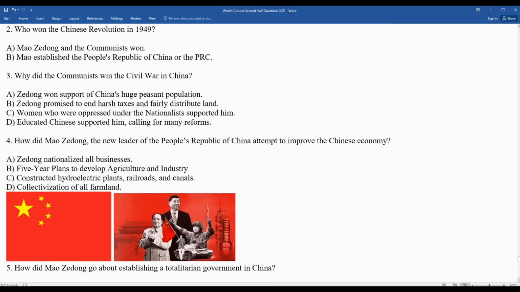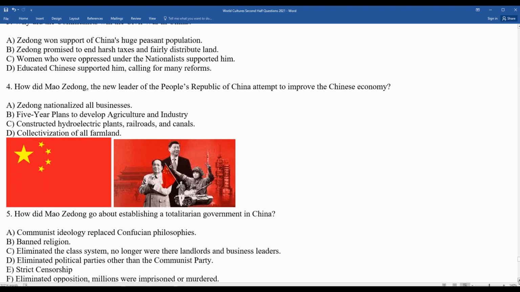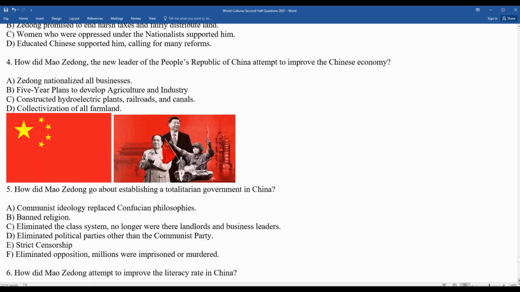5, how did Mao Zedong go about establishing a totalitarian government in China? Communist ideology replaced Confucian philosophies. They banned religion. They eliminated the class system. No longer were there landlords and business leaders. They eliminated political parties other than the Communist Party, which is once again a trait of communism, a one-party system.